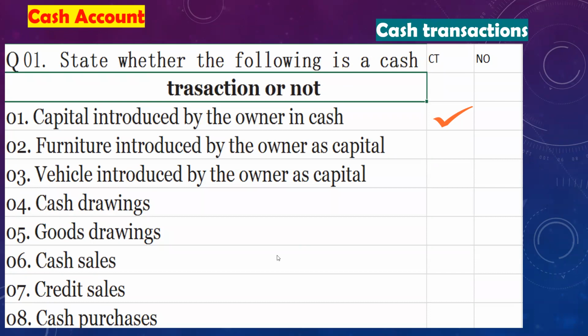Yes means answer, no. Very good. Owner brought a furniture to business. We didn't pay money because it is capital. So we didn't buy the furniture. Remember, we didn't buy the furniture.